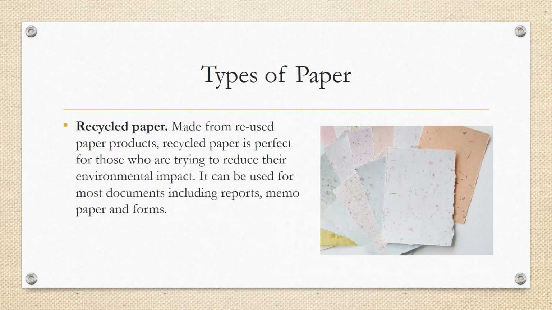Next is recycled paper. Made from reused paper products, recycled paper is perfect for those who are trying to reduce their environmental impact. It can be used for most documents including reports, memo paper, and forms.